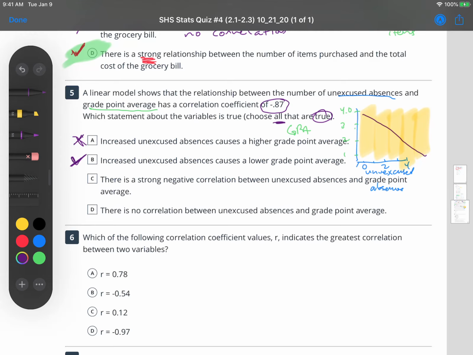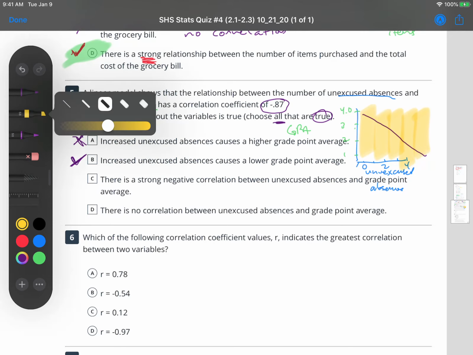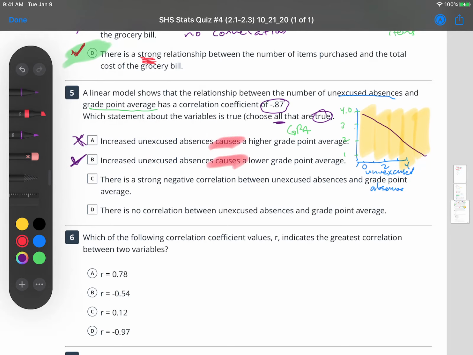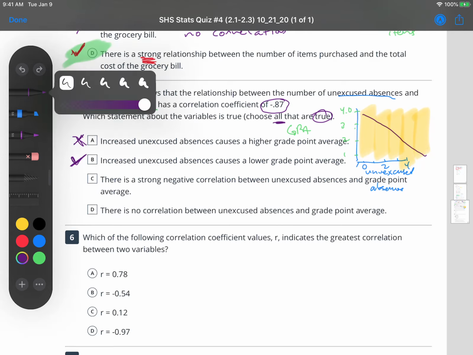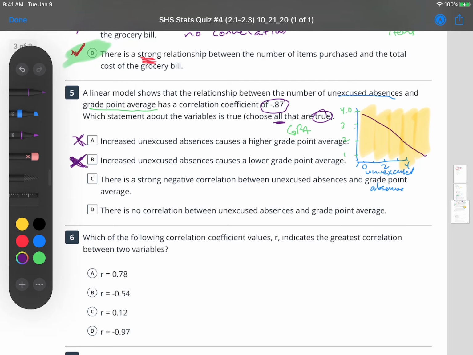Uh-oh, we did it again. Got my mistake, look. So the answer for that one is no. Association does not imply causation. Just because of that one word, causes. If there is a correlation or an association, it does not mean causation, or that one causes the other.